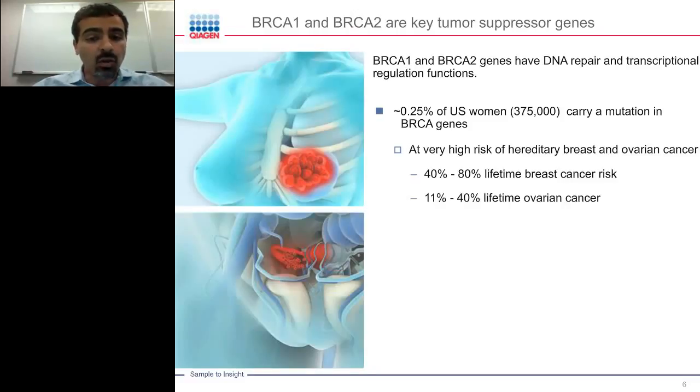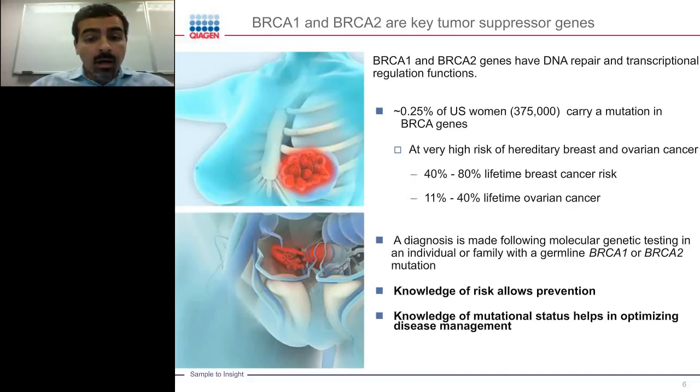And these mutations will put these individuals at a very high risk for hereditary breast and ovarian cancer. BRCA mutations are associated with 40 to 80% lifetime breast cancer risk, and they are associated with about 11 to 40% lifetime ovarian cancer risk.